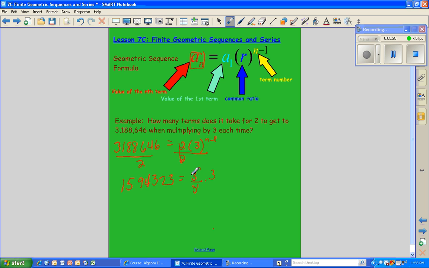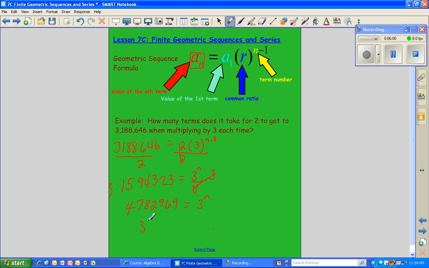So now I'm going to multiply each side by 3. And that's going to take our number up to 4,782,969 is equal to 3 to the n. Now there are ways to solve this equation using logs, but that's not something that you're going to need to worry about till next year, or the year after. So instead of doing that, we're just going to work with trial and error.